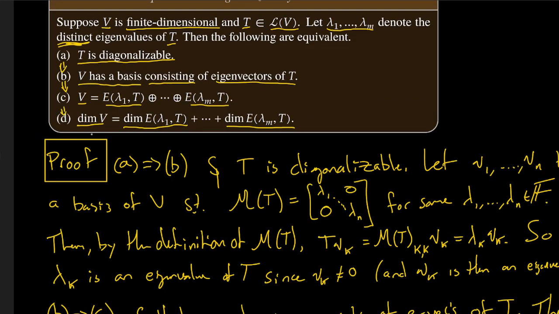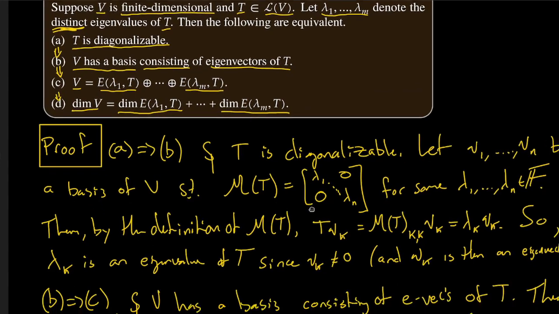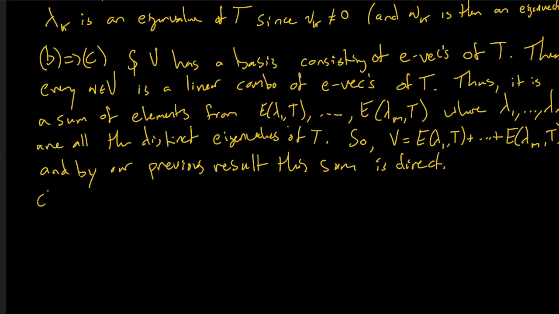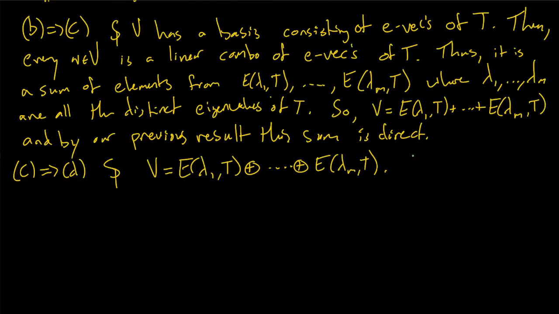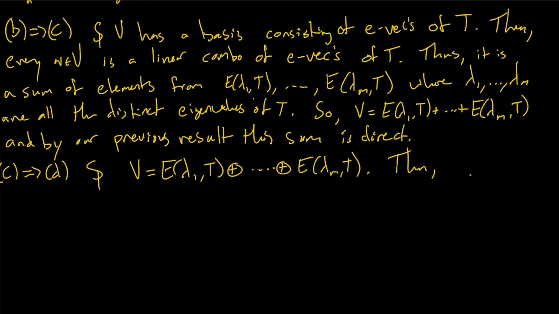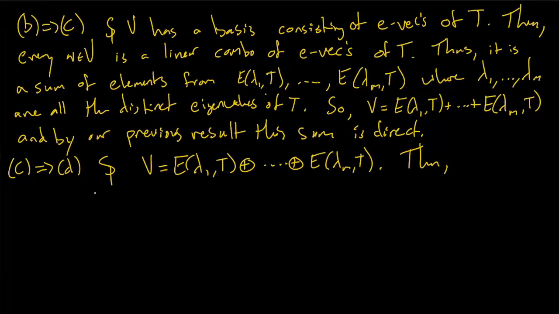Let's do C implies D. This is not too bad, because once we've got C implies D, this one is extremely straightforward. So C implies D. Suppose V is a direct sum of the eigenspaces of T. Then we have our result. I'm not even going to reference the specific number for it, because it was so long ago. This was the very beginning.